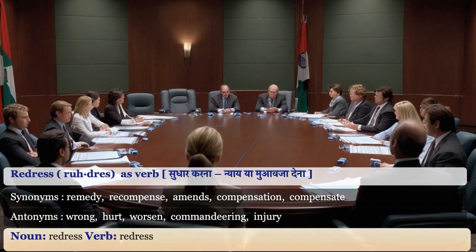Synonym of Redress: remedy, recompense, amends, compensation, compensate. Antonym of Redress: wrong, hurt, worsen, commandeering, injury. Here is the word family of redress: as a noun redress, as a verb redress.